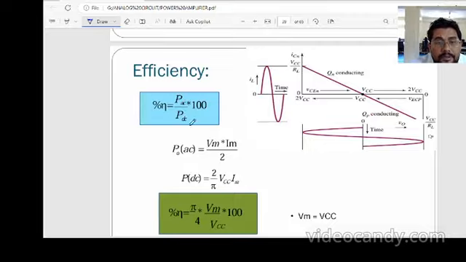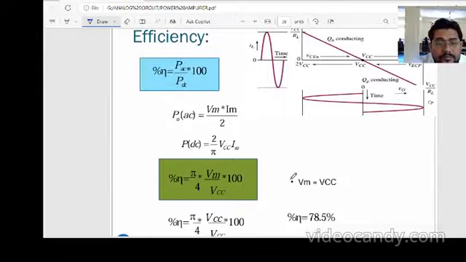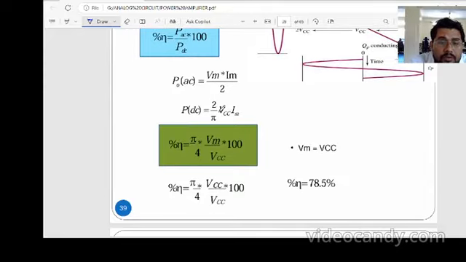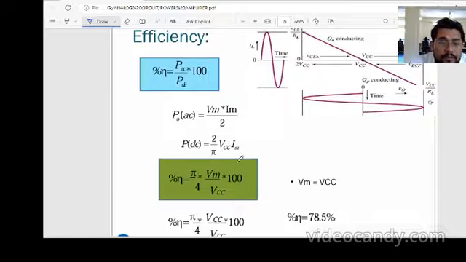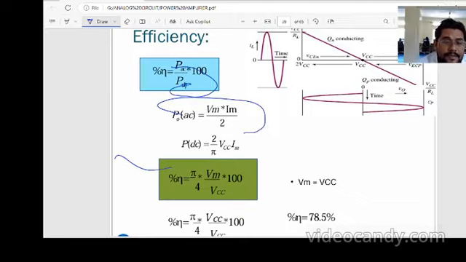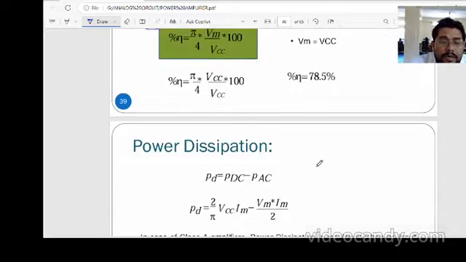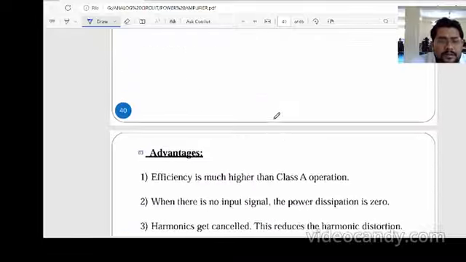Efficiency we also know as AC divided by DC. Power AC equals VM by 2 and power DC equals VM upon pi. Put these values in the efficiency formula. So we can get this formula, percentage of pi by 4 into VM. Maximum efficiency is 78.5 percent for this power dissipation.